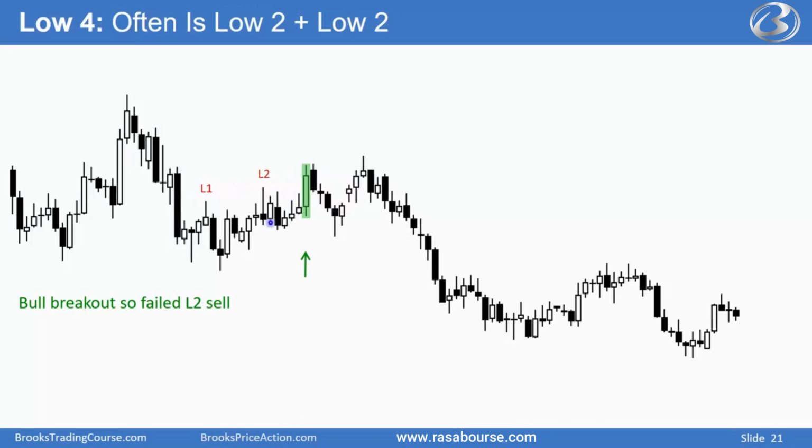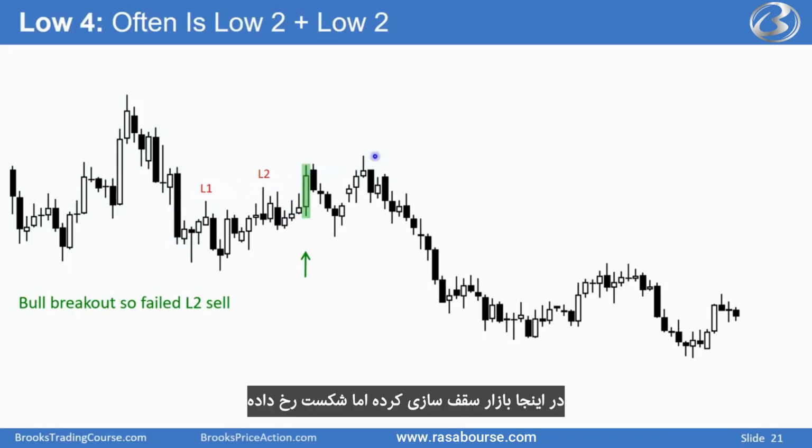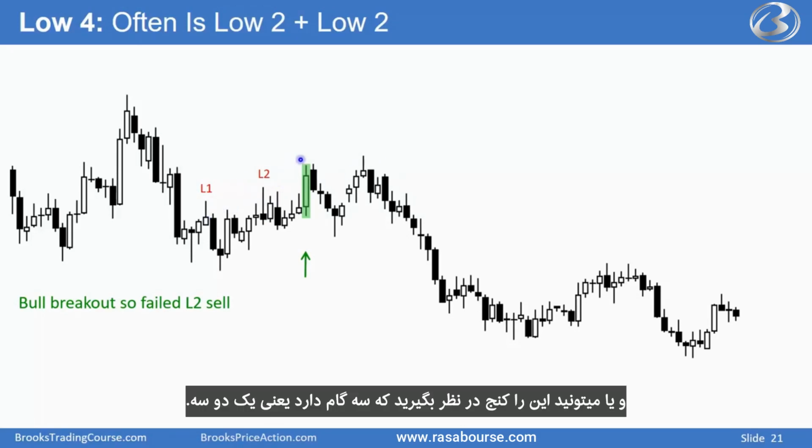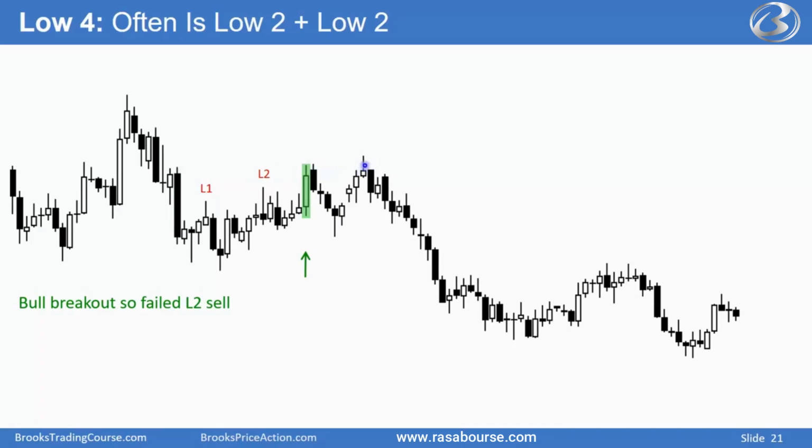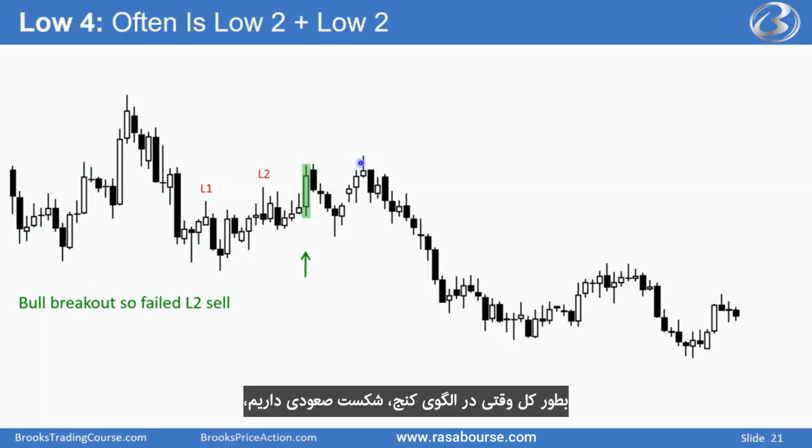a complex top. We tried to top here. We got a breakout and then a second leg up to a complex top. Or you can look at it as a wedge, 1, 2, 3, and then a bull breakout above a wedge. In general, if you get a bull breakout above a wedge top, 50% chance the breakout will be successful, 50% chance the breakout will fail and reverse down.